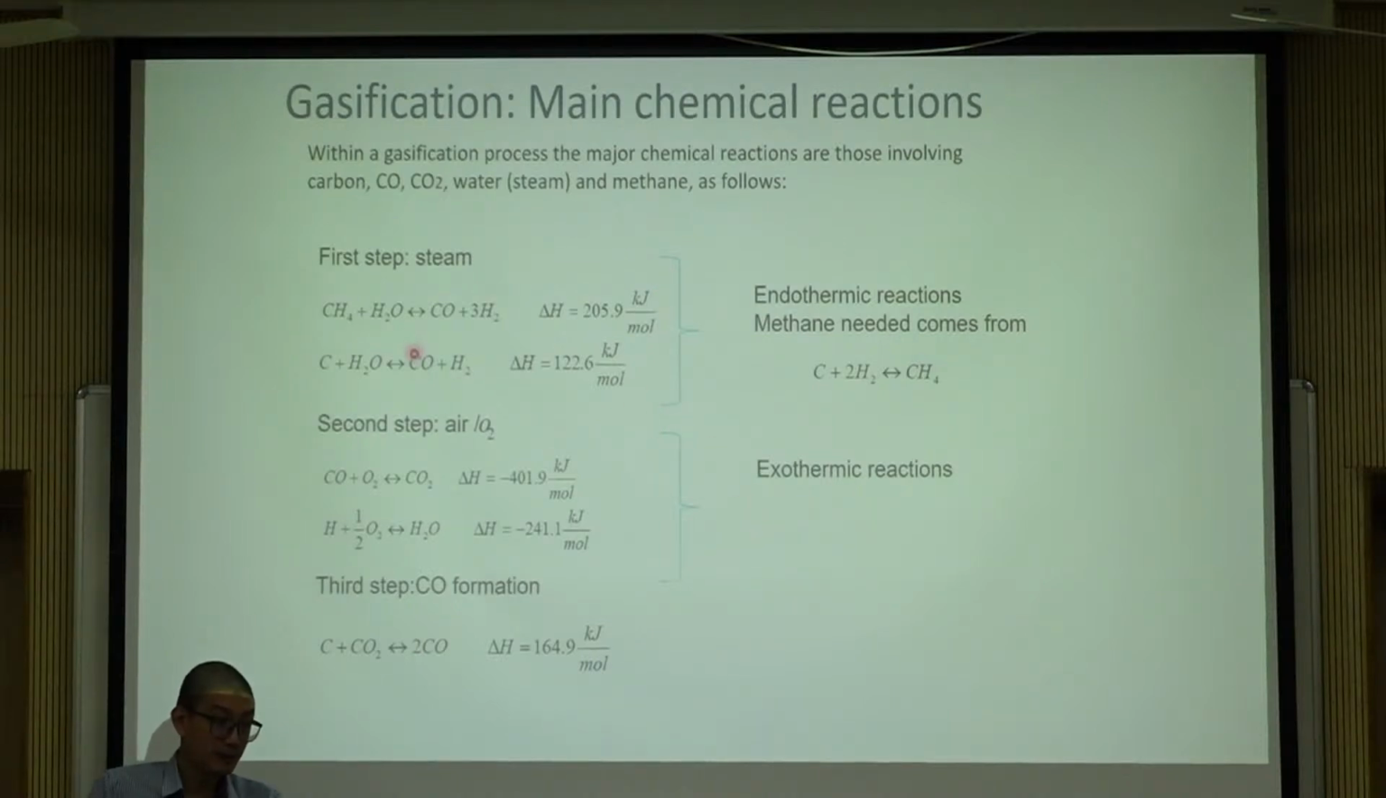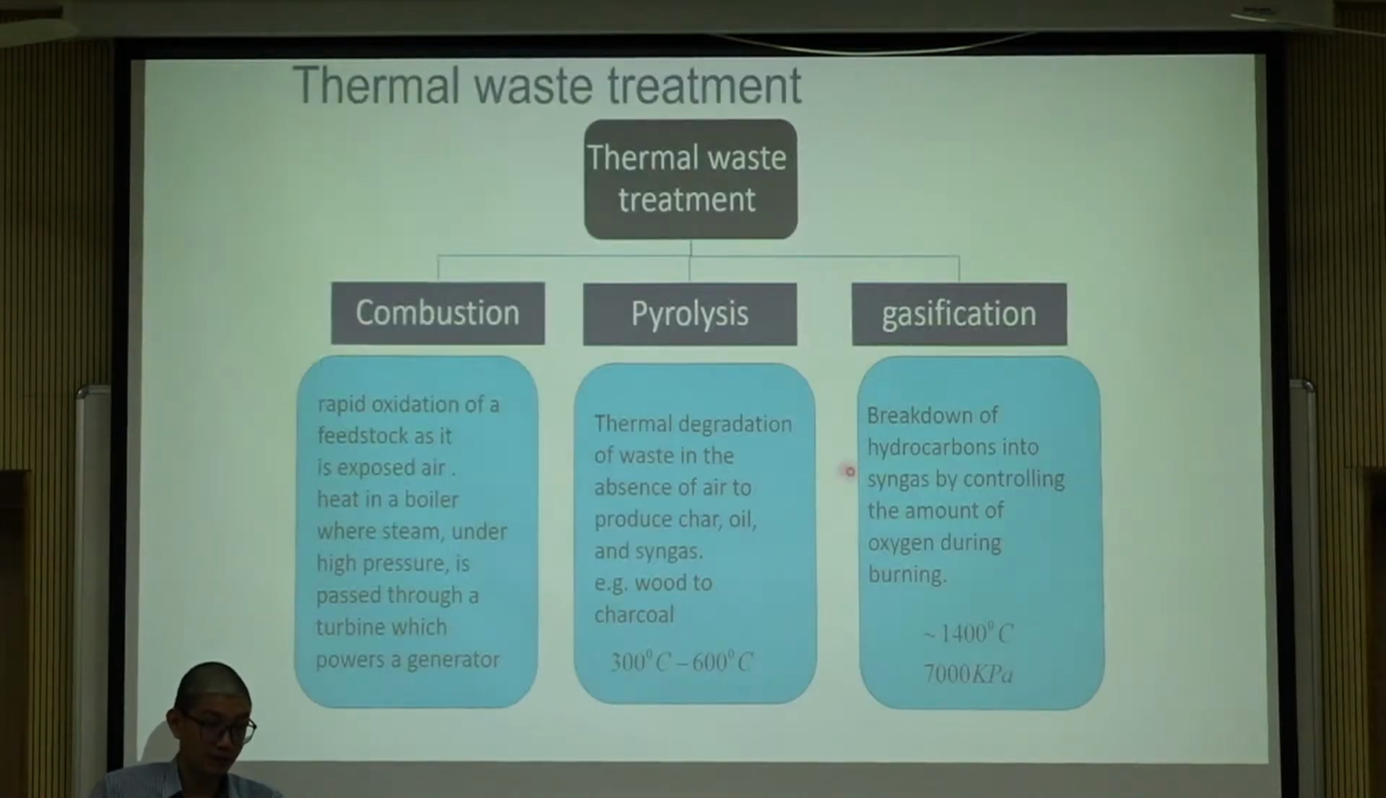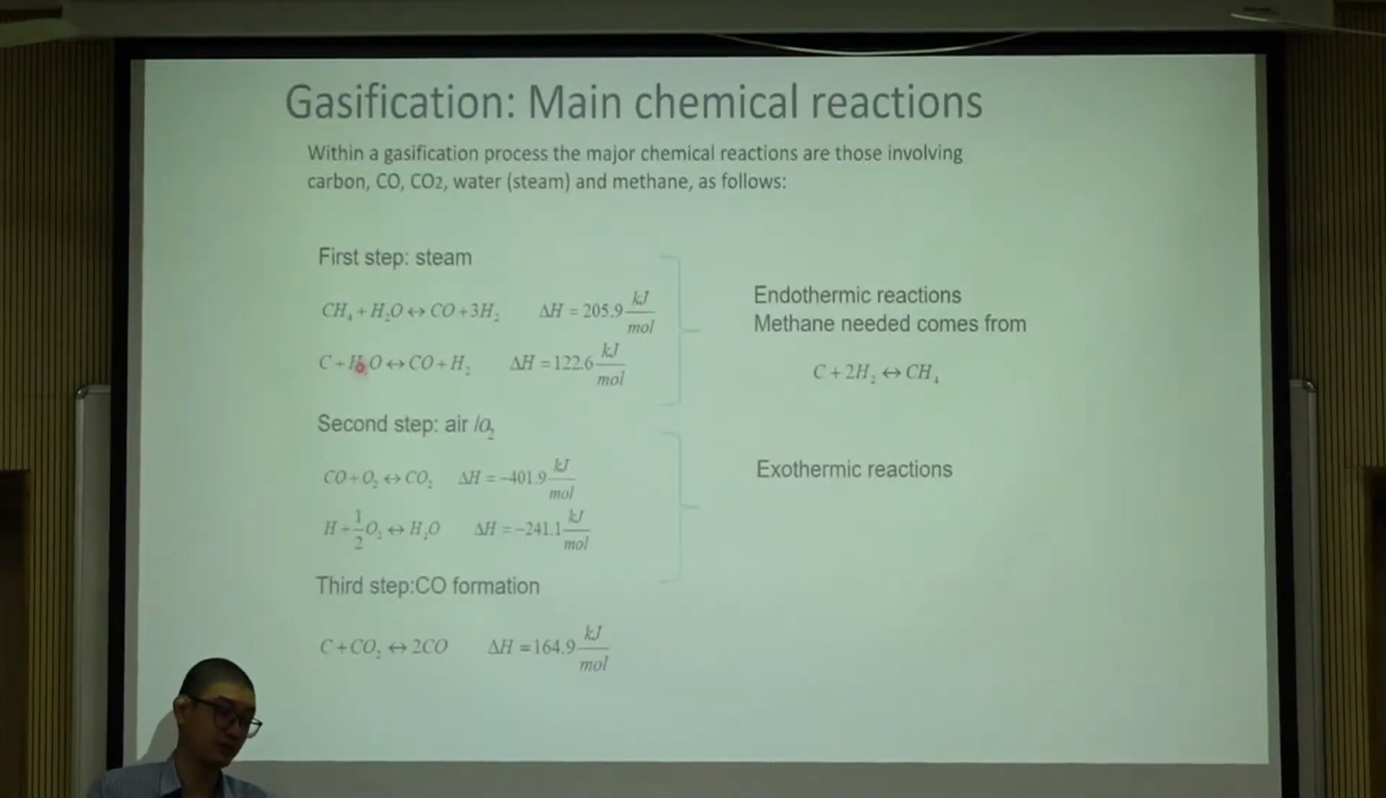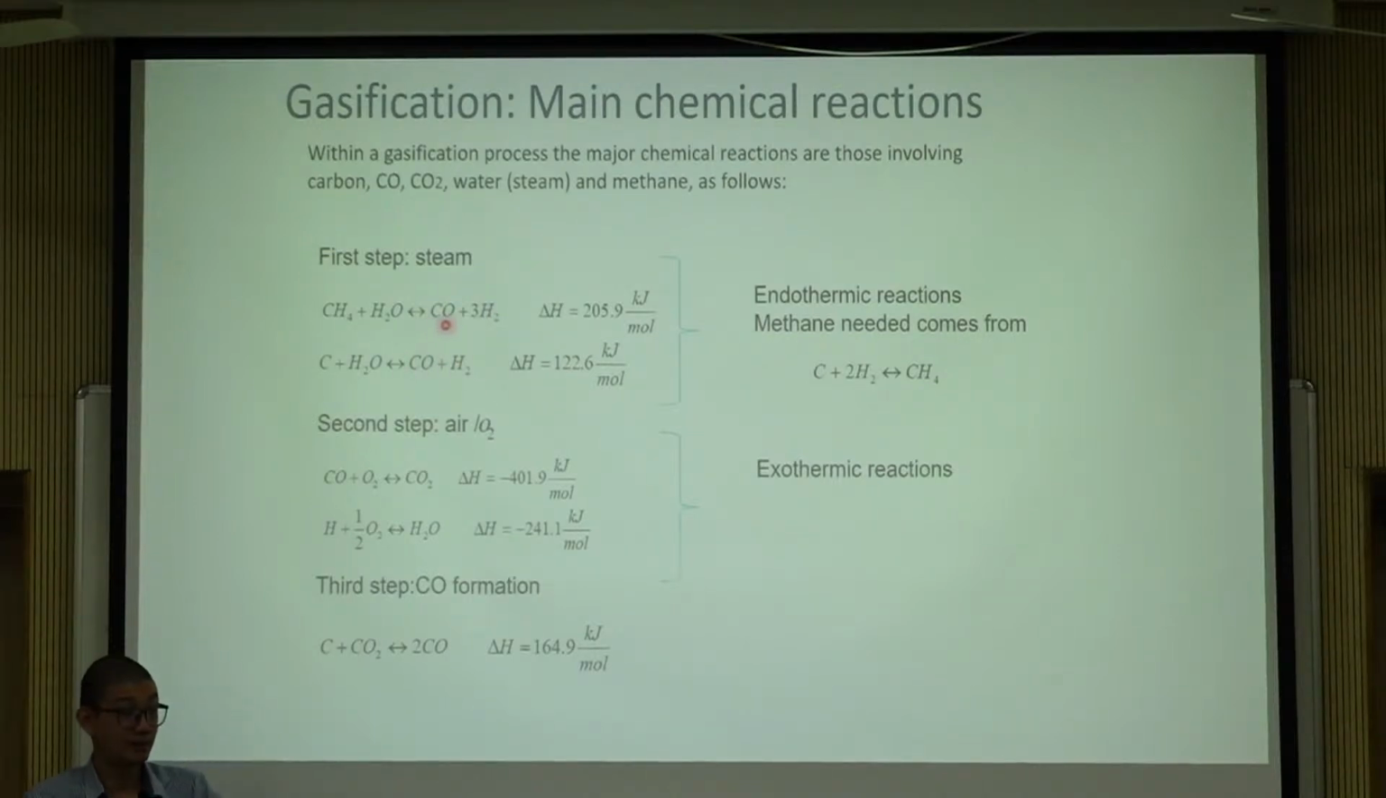Just now I mentioned why we need some amount of oxygen. So where does the oxygen come from? Normally for gasification, we put in some heated steam, so that the H2O can react and generate what? Hydrogen. Our main product would be focused more on hydrogen. Of course, CO will be produced. So just now I mentioned CO and hydrogen are the main products.